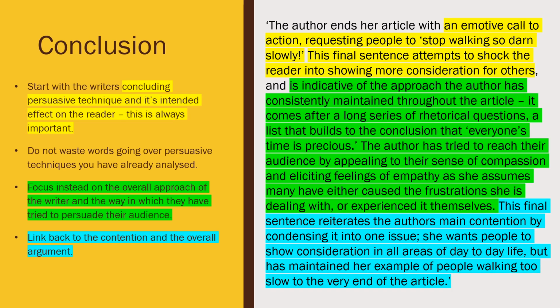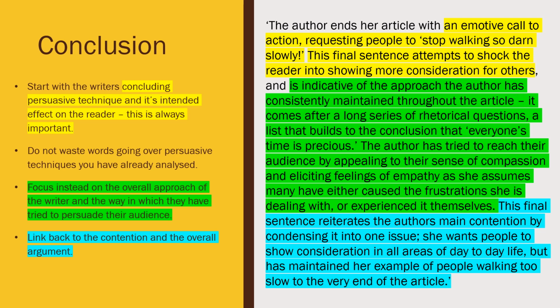So you can see, obviously, I've done the same thing. I've written a conclusion on the side here, and the highlighting will correlate with the key elements that you should be including. So the author ends the article with an emotive call to action. So this is the concluding persuasive technique that the author uses, and I've described the intended effect. So the intended effect, it attempts to shock the reader into showing more consideration for others.